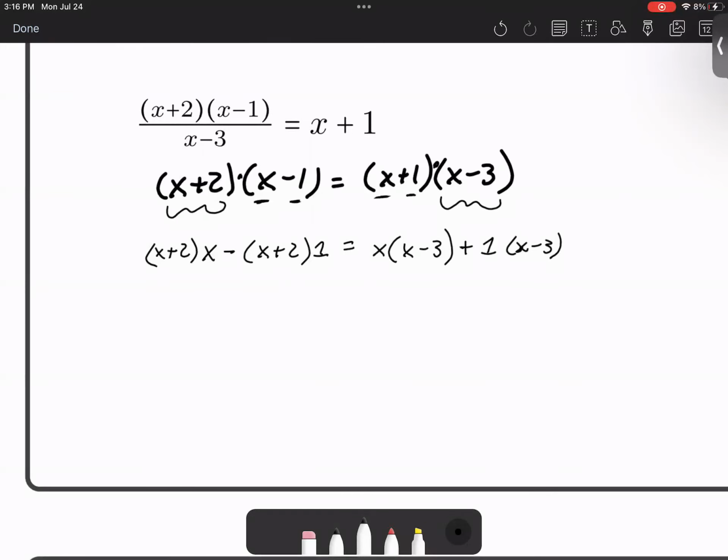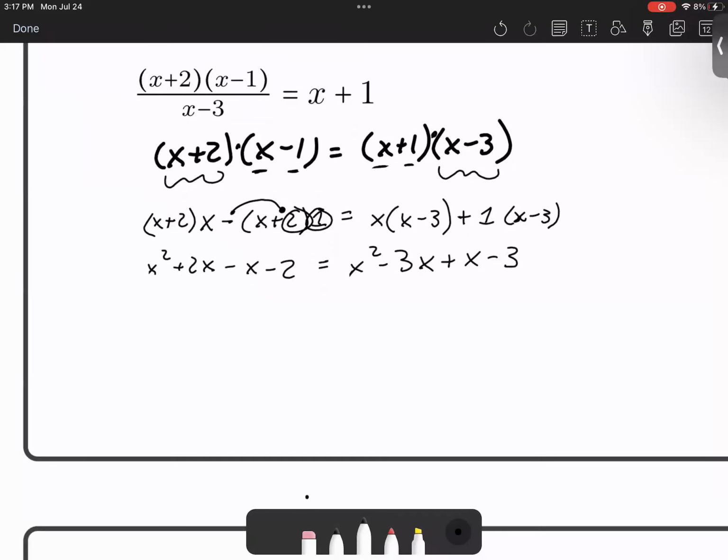All right, now we have more distribution to worry about. This becomes x squared plus 2x. This becomes minus x minus a 2. Remember that minus sign is going to turn this 1 times 2 into a minus 2. And our right-hand side is now x squared minus 3x plus x minus 3.